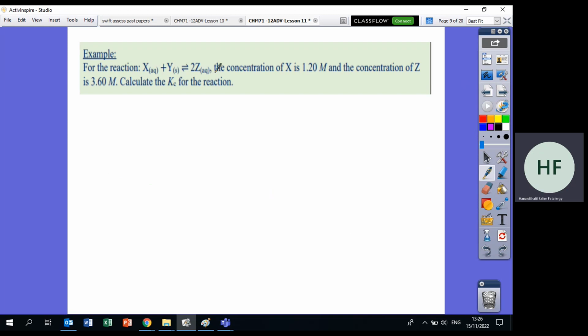Okay, now another question for the reaction. X plus Y solid in equilibrium with 2Z. X is 1.2, Z is 3.6. Calculate K. I'll give you 2 minutes. Pause the video and answer the question.